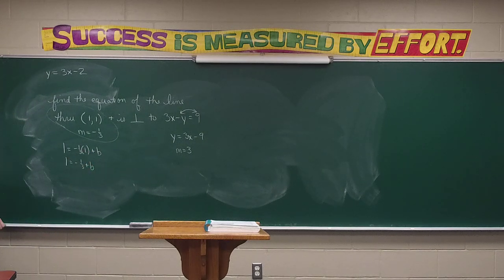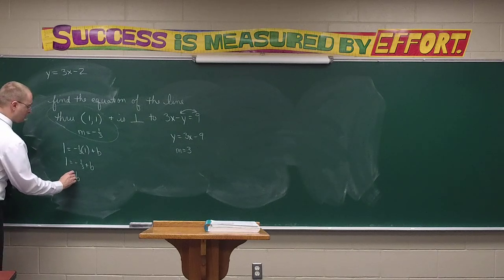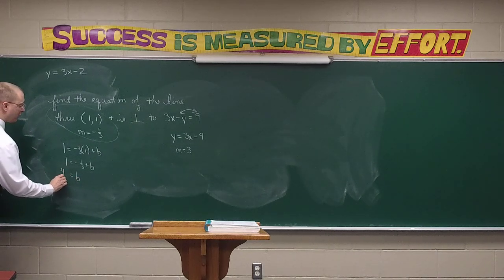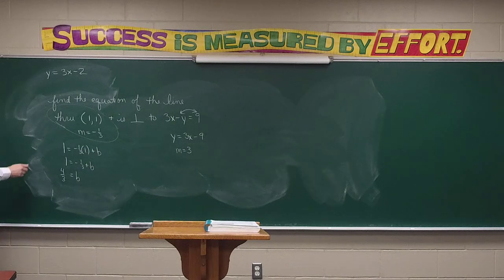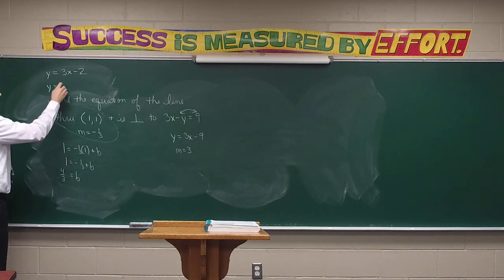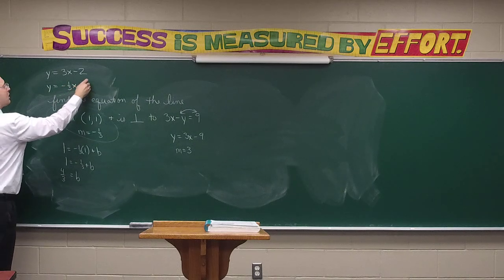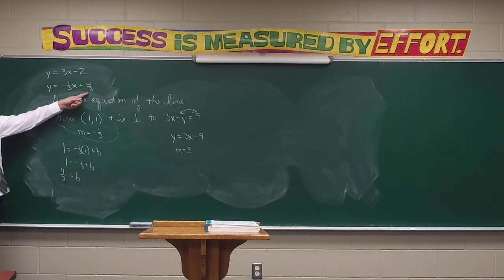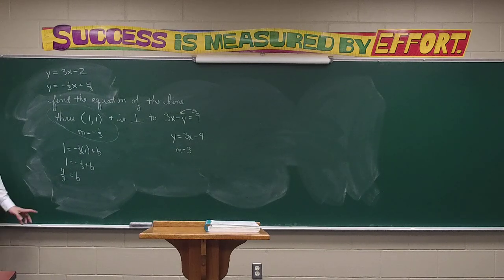And then you can add it to the other side to get 4/3. Good, 1 1/3 or 4/3. So what's my equation? Y equals negative 1/3 x plus 4/3. And again, if you had 1 1/3, that's not a problem. I do prefer the improper fraction in algebra, but for plotting's sake, 1 1/3 might be easier. I like the 4/3 in the equation form better.